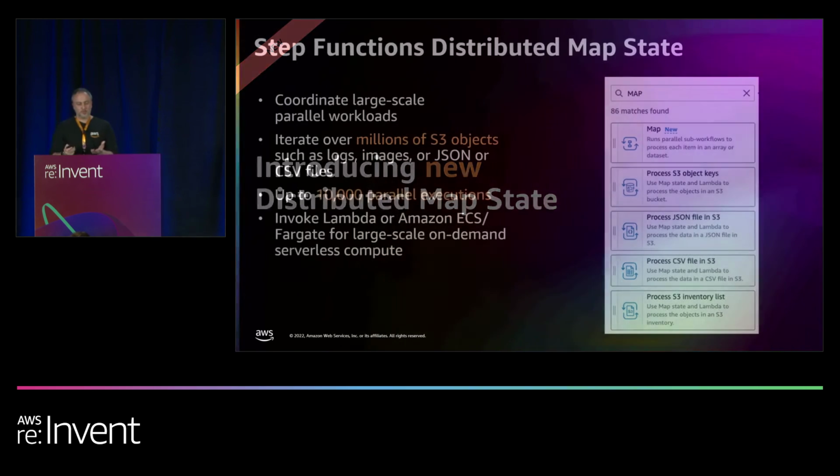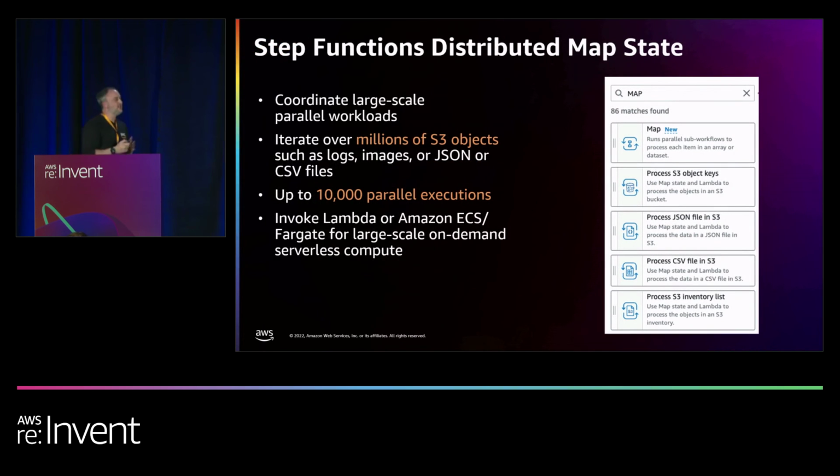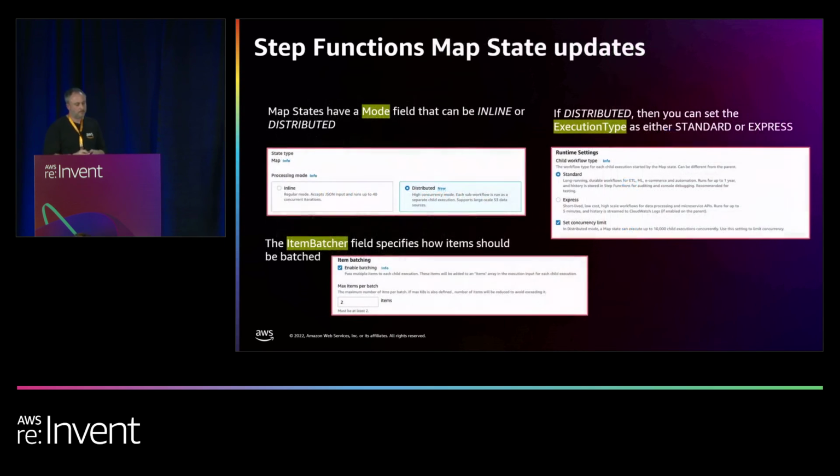So the distributed map state has up to 10,000 parallel executions. So we've gone from 40 to 10,000 parallel executions in your map workflow. So this is great for large-scale workloads. It plays very nicely with S3. You can iterate over millions of S3 objects, things like JSON files, CSV files, movie files, images. And you can still do whatever you need to do inside that map state, invoke Lambda functions, etc.